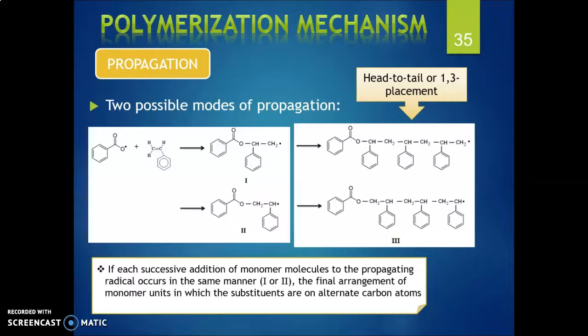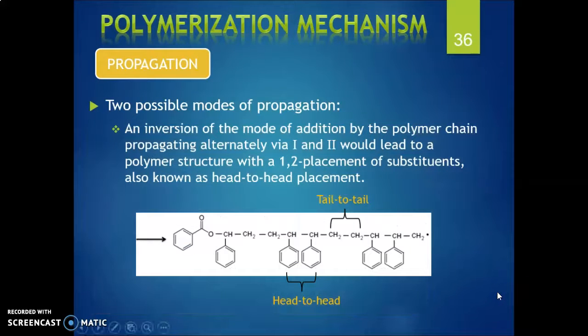kalau head to head, kita panggil 1-2 placement. Kalau head to tail, dia adalah 1-3 placement. Kenapa 1-3? Carbon number 1, 1. And carbon number 2, 2. Dia berjumpa balik dekat carbon number 3. Maknanya head to tail. 1, 3. Okay. 1-3 placement. Okay, two possible modes of propagation.